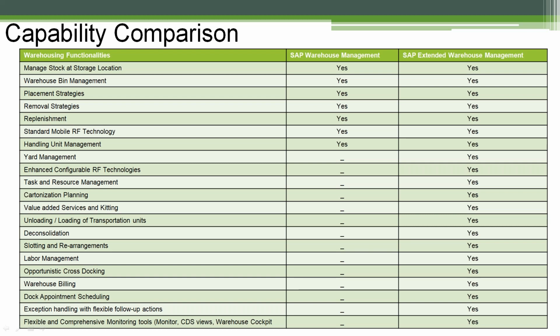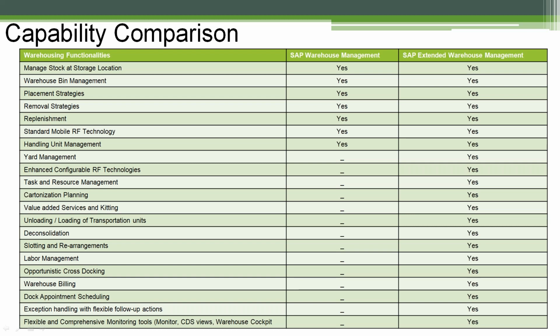EWM is a lot more stable. We don't get inconsistency issues. It is easy to work with handling units, multi-level mixed handling units, easy to pack, unpack, and we don't use storage unit management of WM. RF technology we had in WM, it's there in EWM, but the way we do it is totally different.